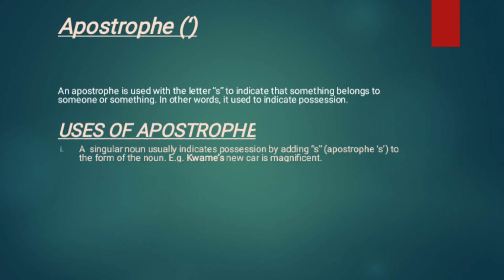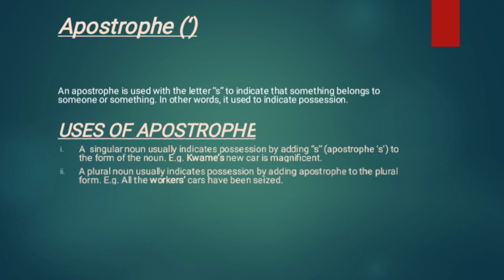A singular noun usually indicates possession by adding apostrophe and S to the form of the noun. Example, Kwame's new car is magnificent. So you can see the apostrophe being used to show that the car belongs to Kwame.